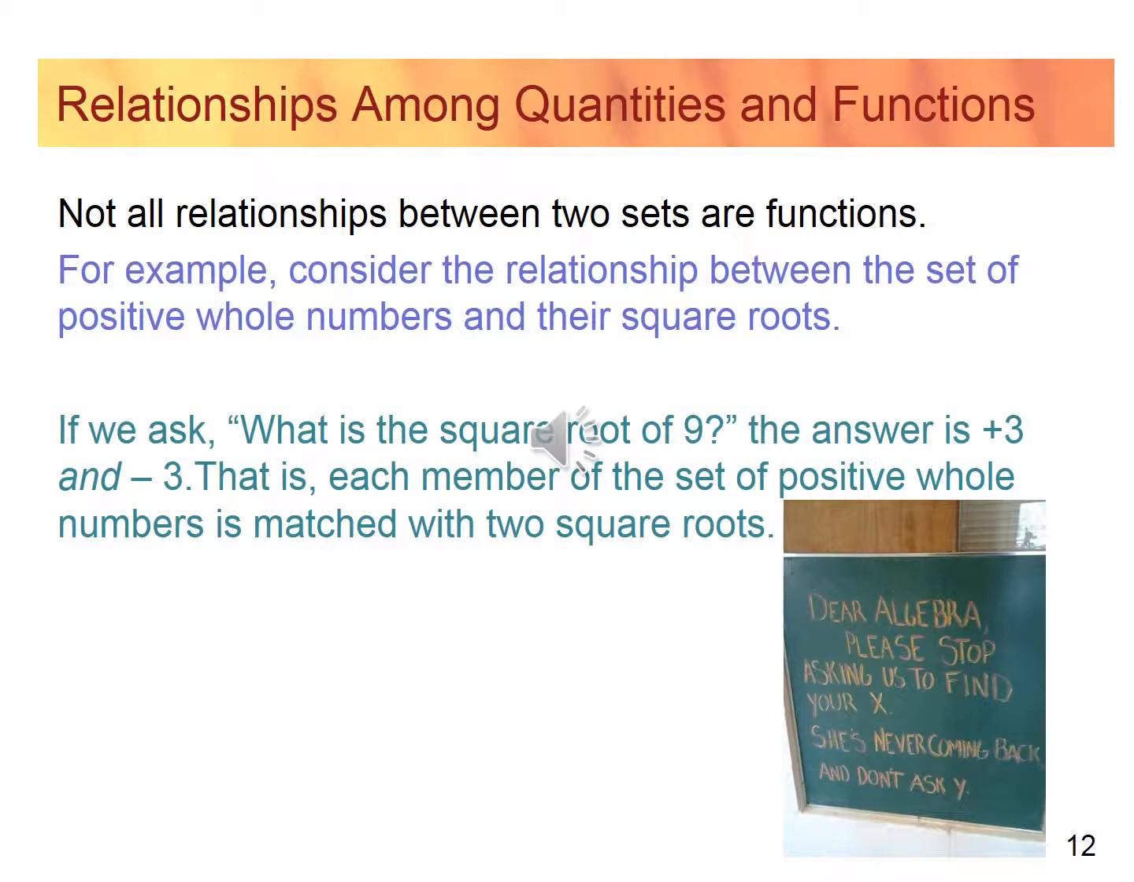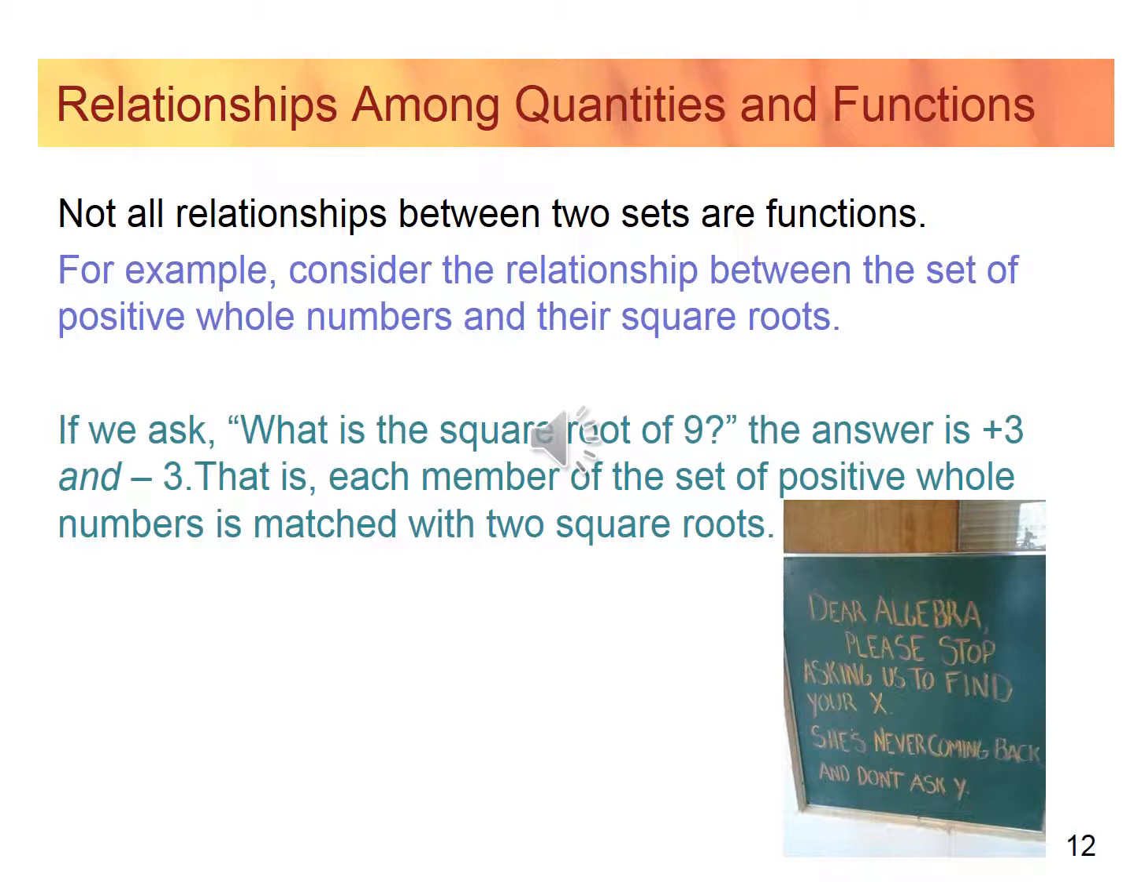Now, just because two different sets of items are related doesn't mean that they're functions, so think about this for a minute. The relationship between the set of positive whole numbers and their square roots. When we put a number in, we want to get one matching number out, not two. If we think about whole numbers and their square roots, like the number 9, if we were to take the square root of 9, we would get a positive 3 and a negative 3 as a possibility. Think about that for a minute.